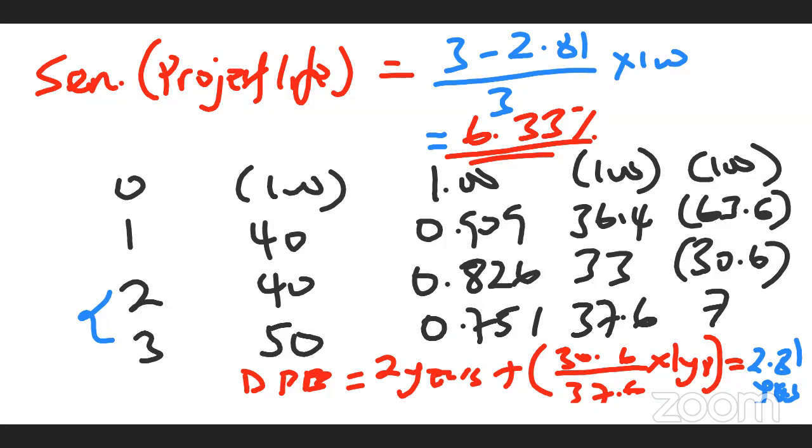Now, this means that if the project life is 6.33% less than 3 years, it will cause the project to have a nil NPV, or a zero NPV. So if the project life is 6.33% less than the 3 years, then the project will have a nil NPV. So this is how you deal with sensitivity analysis.